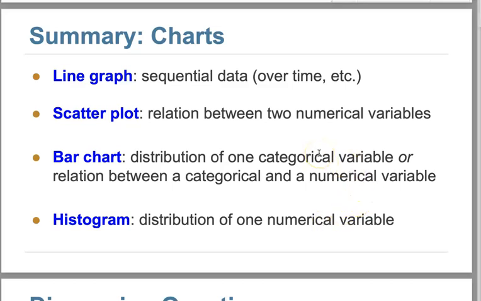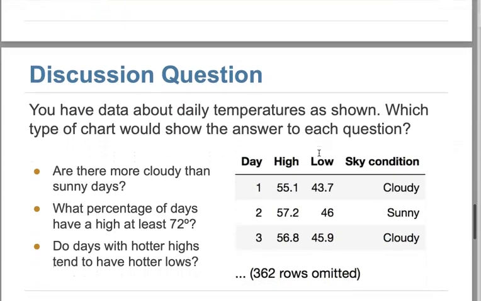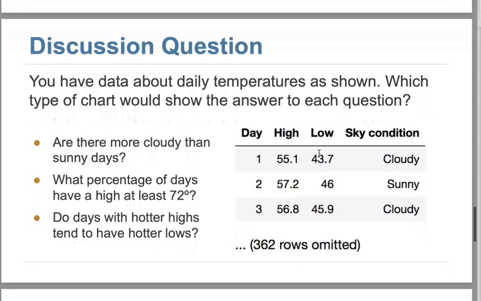So after you know those charts, about the summary for that, let's do one example. Because when we want to visualize data, we need to really know what kind of chart we want to use. So if you have data about the daily temperature, we show here. Of course, we have a couple hundred rows, but we only show the first 3. In total, we have 365 days. Each day, they have the low and high temperature, and we have the sky condition.